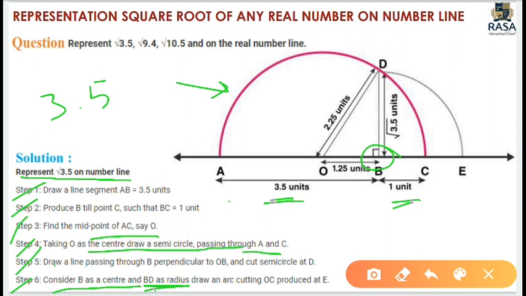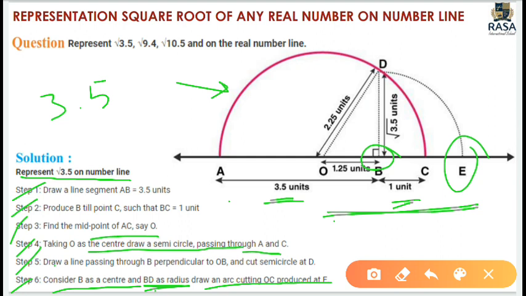Take BD as radius and B as center. Draw an arc cutting OC at E. B को सेंटर लेना है, BD को रेडियस लेना है और B को सेंटर लेके एक आर्क कट करनी है जो कि OC को कट करेगी कहाँ पर, E पॉइंट पर.